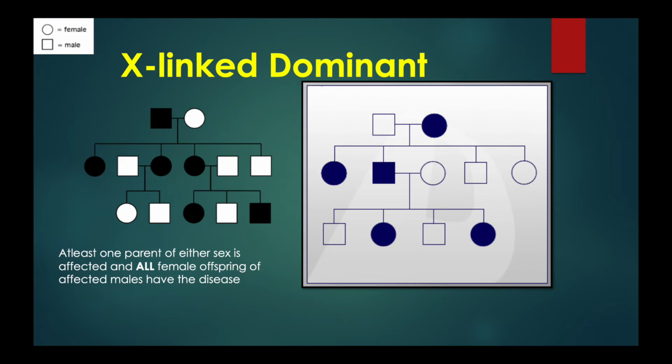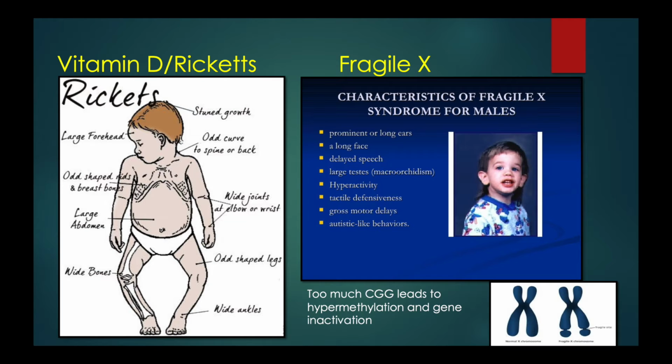X-dominant, a lot shorter category, but you can see at least one parent of either sex is affected, and all female offspring of affected males have the disease, okay? The key ones with this are going to be vitamin D resistant rickets, and the Fragile X, okay? And again, Fragile X, CGG, okay? Too much CGG leads to the hypermethylation. Hypermethylation, that's a key, and gene inactivation. Remember, the methylation silences.